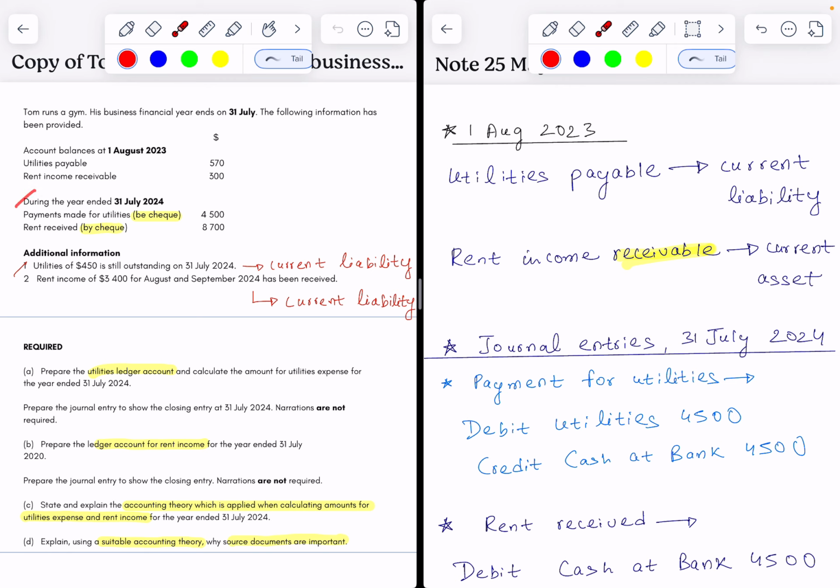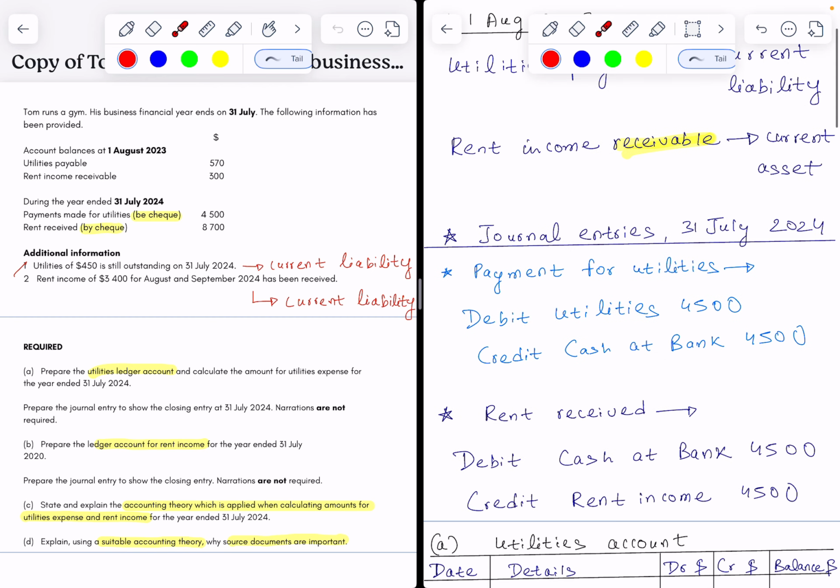So during the year ended 31 July 2024, payments made for utilities by check $4,500 and rent received by check $8,700. Now, how can we journalize these two transactions for payments for utilities and rent that we have received? Now, if I want to journalize at 31 July 2024 for the payment that we have made for utilities, when we are making a payment using check, it means that we have made our payment using our funds available in the cash at bank account.